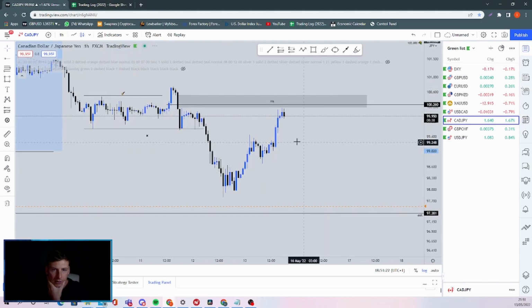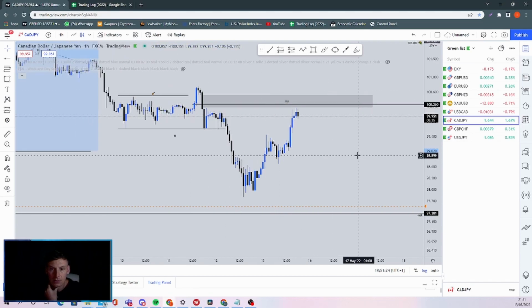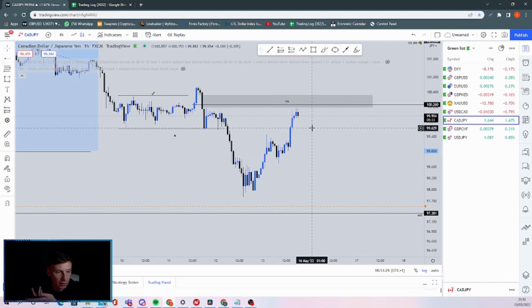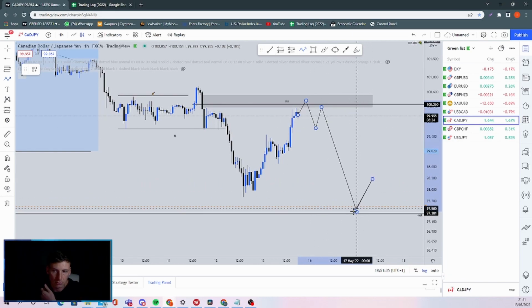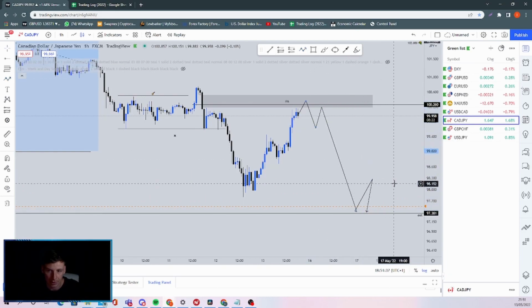I did mark out some IPA on the 1 hour. It's late now on a Friday, so I'm not going to get into anything just now. But ideally I would like to see a little push up into here, maybe a break of this low, back up, and then look to short that back down. So that's my first play.